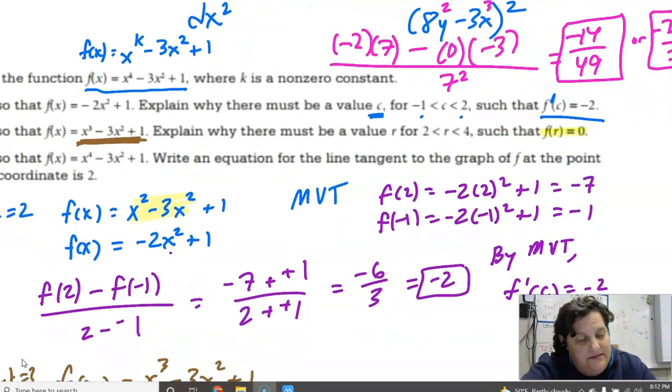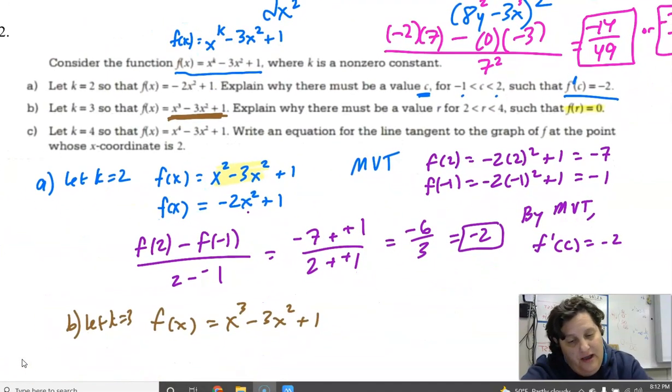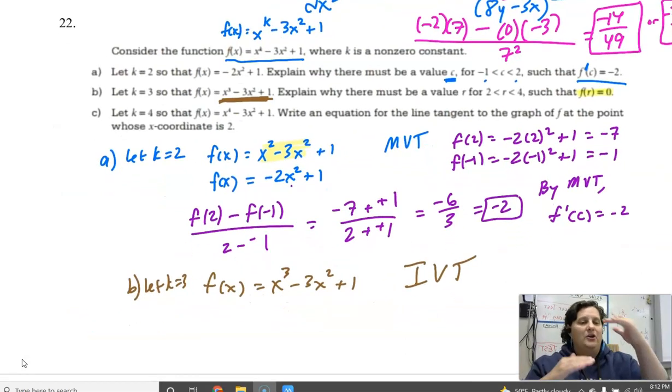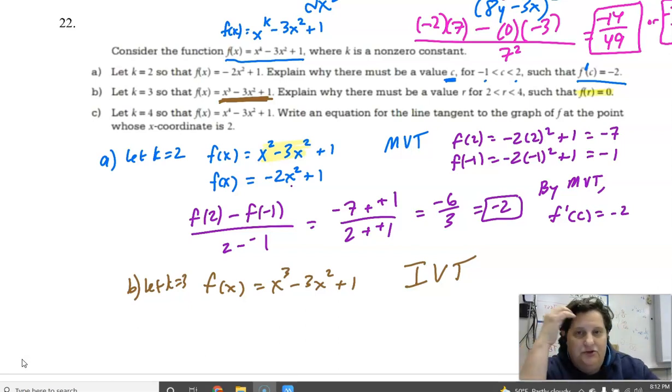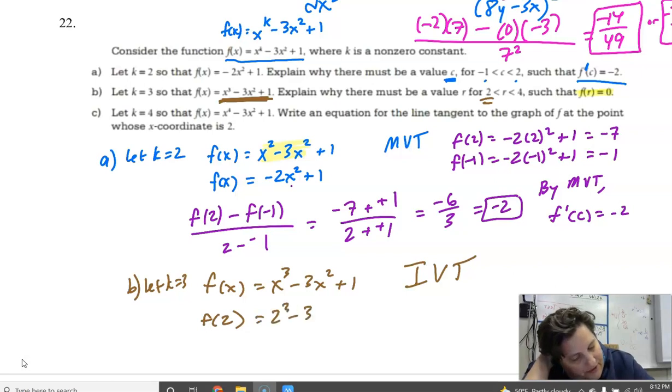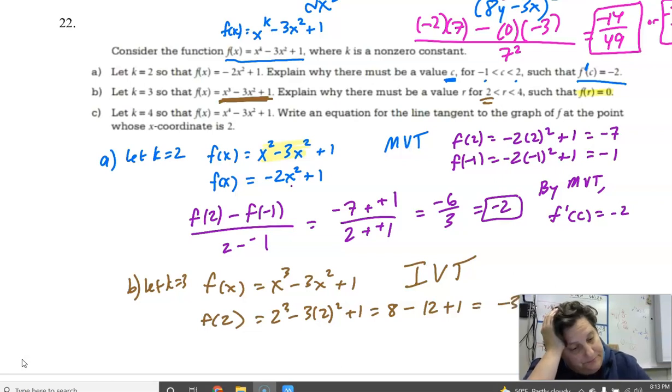You guys, when I see that it does not have a prime, that's actually not mean value theorem, that's intermediate value theorem. Intermediate value means it's between two values. It doesn't have anything to do with the derivative or the slope, all right? So check it out. Let's find f of 2, because that's my first one. 2 to the third, minus 3 times 2 squared plus 1. So it's going to be 8 minus 12 plus 1, which is negative 3.